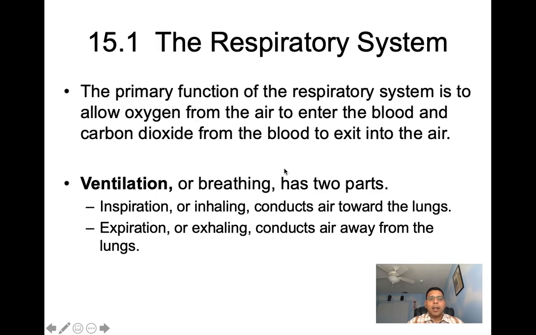So coming back now, the respiratory system is going to have a primary function. The primary function of the respiratory system is to allow oxygen from the air to enter our blood and allow carbon dioxide from our blood to exit into the air. So again, that's the primary function of the respiratory system: to allow oxygen into the blood from the air, and allow carbon dioxide out into the air from the blood.